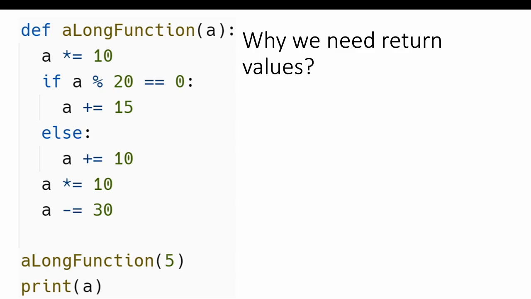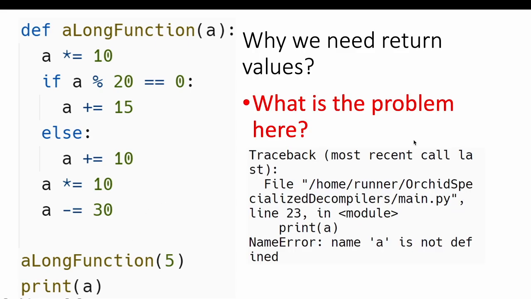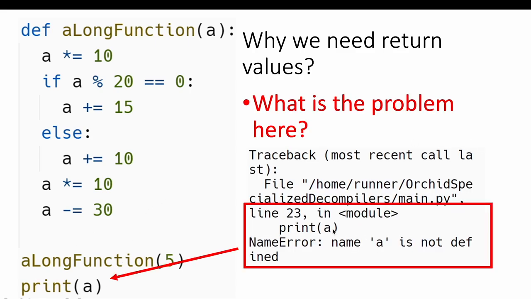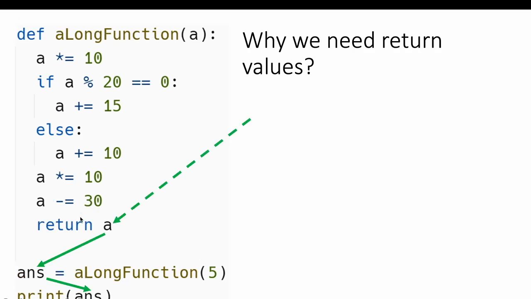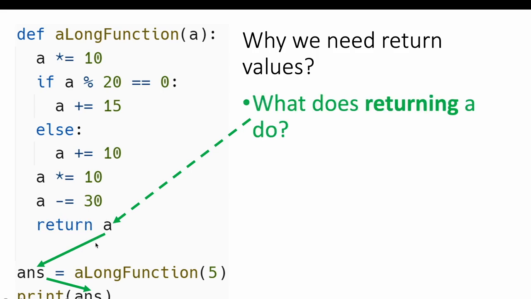If I print a on the next line, we get "name a is not defined." We can see it's defined. We've got it as a parameter and we're setting it equal, but a is a local variable, so a is only defined in this function. As soon as the function ends, a no longer exists. So what we do instead is we return a. By returning a, we can then set a variable equal to that function.